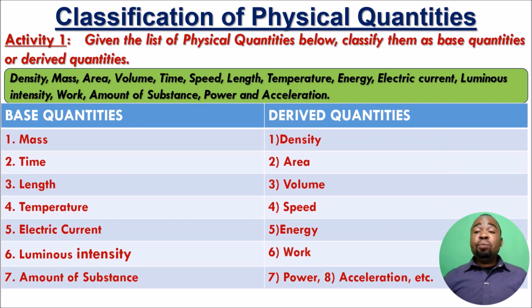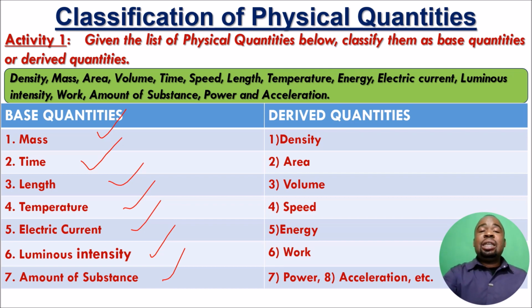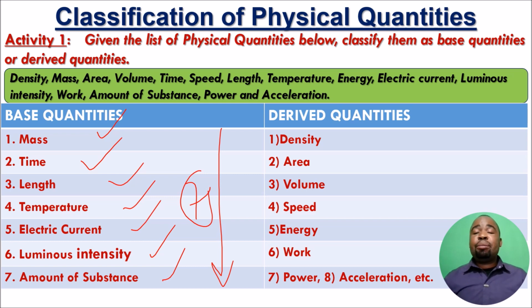It should be very important for you to note that in the universe, we only have 7 base quantities: mass, time, length, temperature, electric current, luminous intensity, and amount of substance. 7 base quantities only. So once you master these 7 base quantities, then anything which is coming out of this list is a derived quantity.